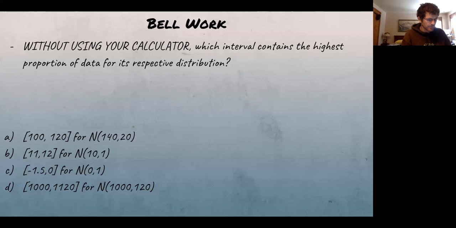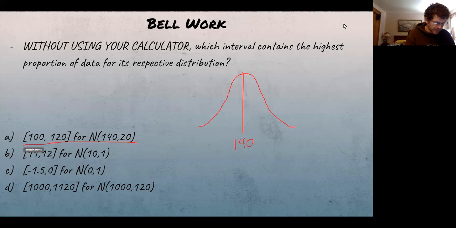So the best way to approach this problem is, I think, to look at each of these as individual normal distributions. So I know that this is going to be 140. I'm looking at the first one right now. The mean is 140. Standard deviation is 20. So that's going to be 120 right here. And the next one down is 100. So I'm only looking at this range right here.